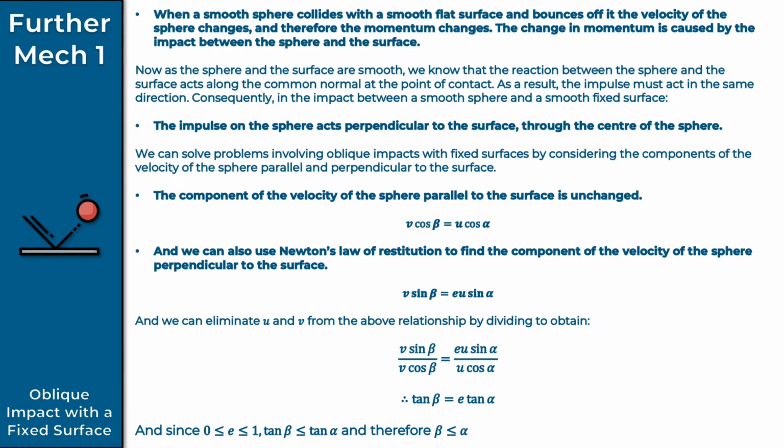Since e, the coefficient of restitution, must be between 0 and 1, tan beta must be less than or equal to tan alpha, and therefore beta must be less than or equal to alpha. I do appreciate that there is quite a bit of information on this page, so please do make a note of everything on this page.